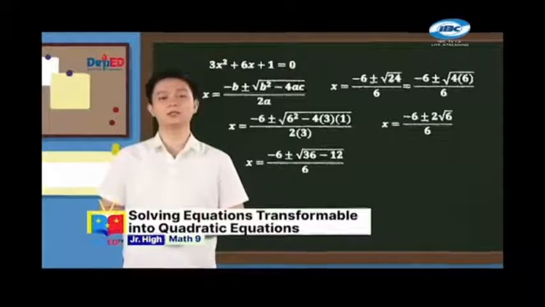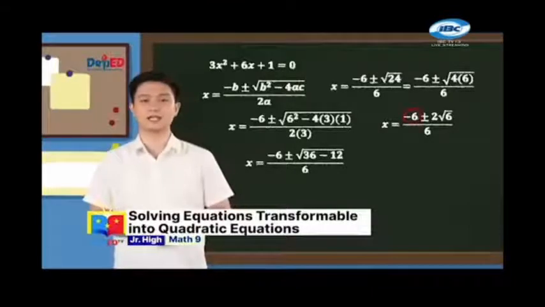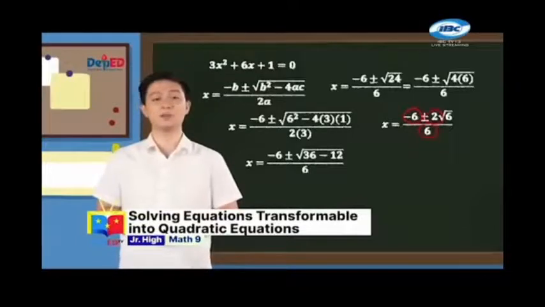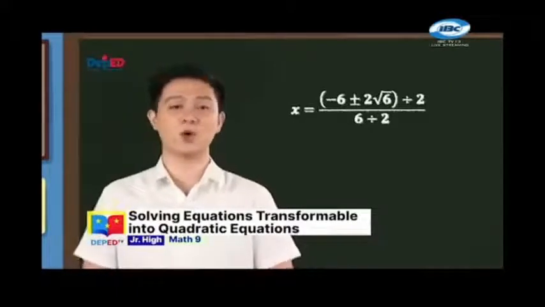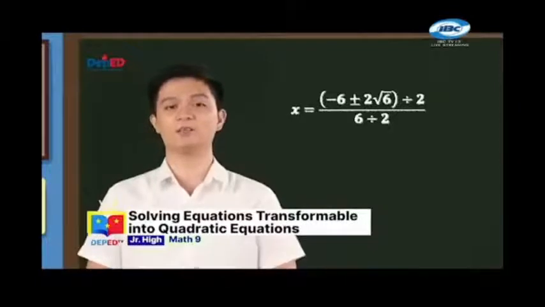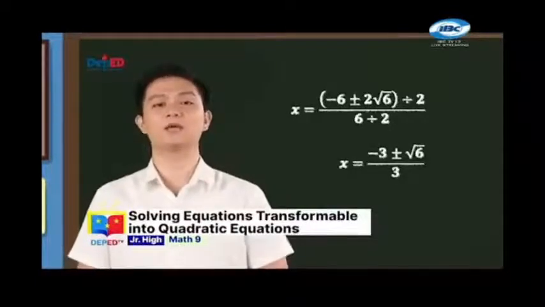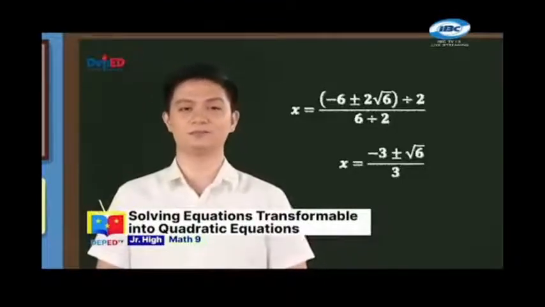X is equal to the negative of 6 plus or minus 2 square root of 6 all over 6. The constant negative 6, the coefficient 2, and the constant 6 in the denominator are all divisible by 2. So, we can reduce the expression to its lowest term by dividing both the numerator and the denominator by 2. Thus, x is equal to negative 3 plus or minus square root of 6 all over 3.